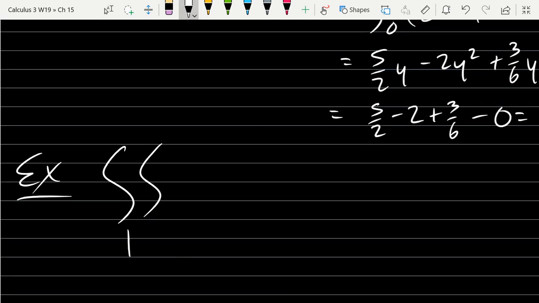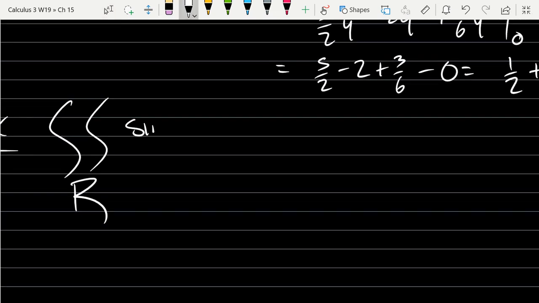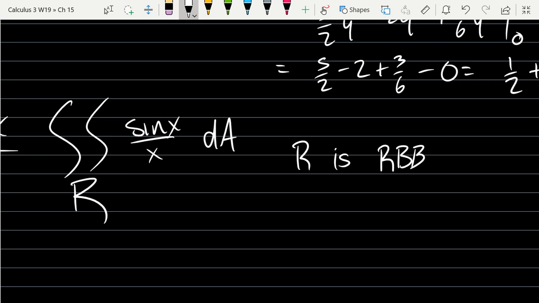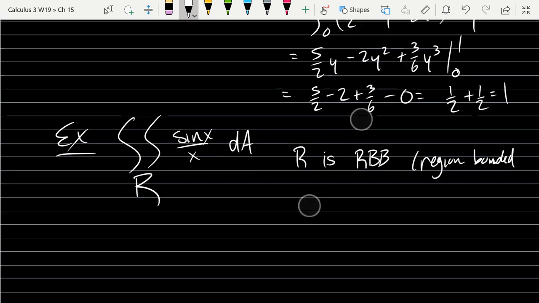So our next example. The way we write these out in general is you do a double integral with an r underneath. So that means the integral over r, sine x over x, dA. New terminology: I'm going to use rbb for region bounded by. That'll save us writing a whole lot of region bounded by. So we have x-axis, y equals x, x equals 1. Oh, is that the exact region we did last time? I think it is. Well, the good news is my next example is not the same region.